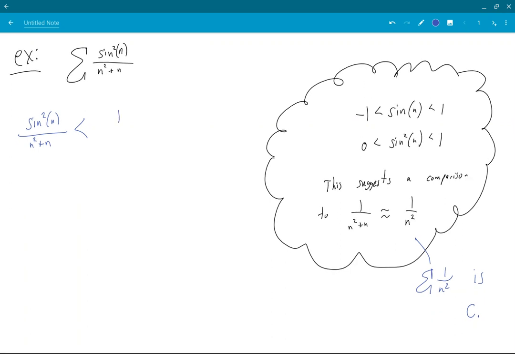So sine squared is less than 1. And for now, I'll just leave the n squared plus n. And what happens when you just drop that n? Is this true? Yeah, it is true because here the denominator is bigger than here.